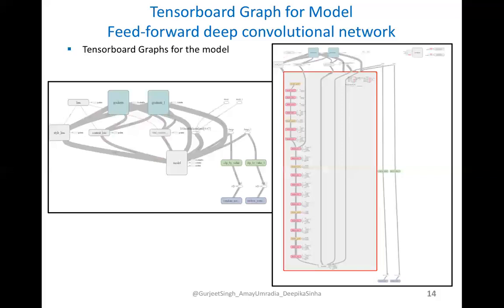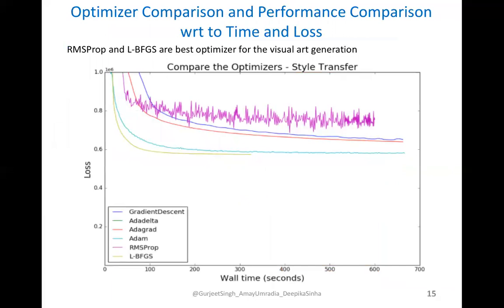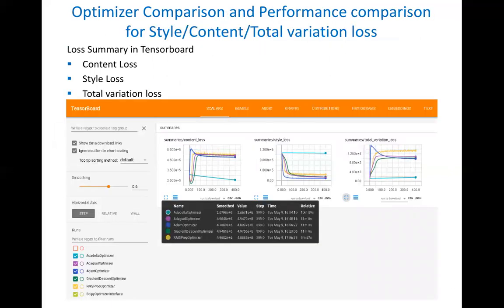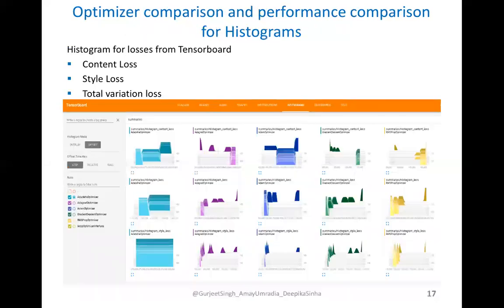There are several graphs of different optimizers, and we show one of them. In terms of visualization, apart from the TensorBoard graphs for the previous convolutional network, we also have the graph between the time and the loss accuracy. It can be seen here that LBFGS and RMSProp perform the best in terms of loss, and it iterates over 400 times in less than or around 300 seconds. This slide shows the style loss, content loss, and total variation loss for all the optimizers using the TensorBoard graph. This slide shows the histogram for all the optimizers.